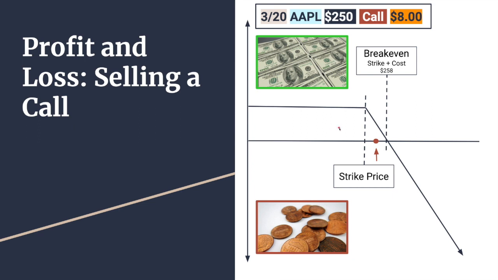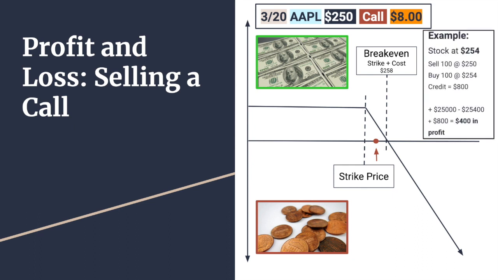Okay, so think back when we were buying a put, when the stock ended up being between our strike price and our break even, we lost money. This is different when you're selling a call. When you sell a call, let's say the stock is at $254. Okay, so a person would exercise because the stock is above the strike price of a call.